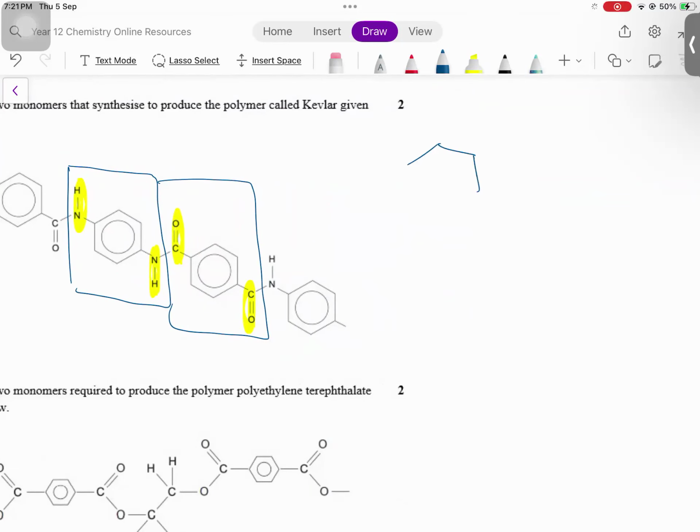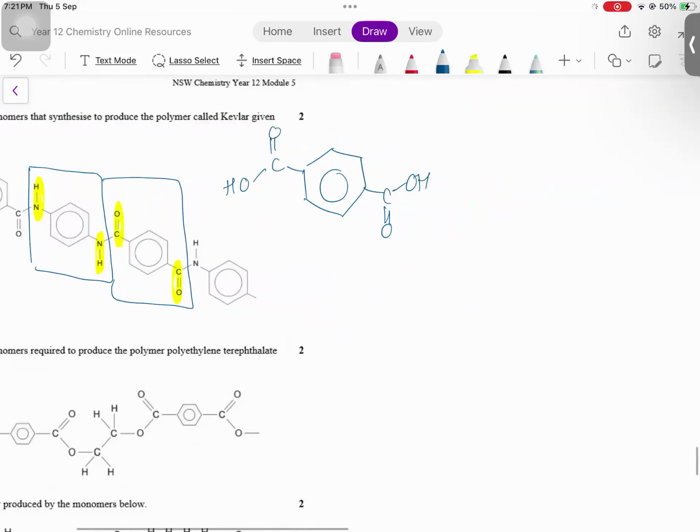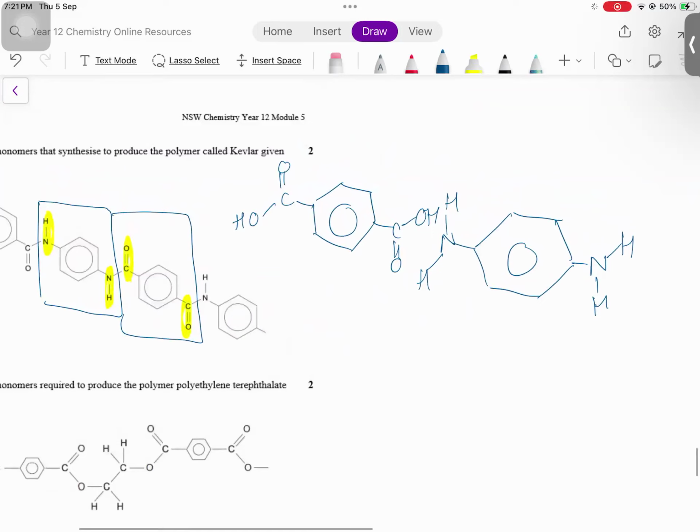So let's draw the hexagon back in first, and then I'll have the C double bond O, C double bond O, that makes the carboxylic acid. So when I draw that back in, I'll just add an extra OH. And then for the other one, I know that it makes an amine. And then an amine is normally NH2. So I've already got one hydrogen, I just put the extra hydrogen in. So these are my two monomers.